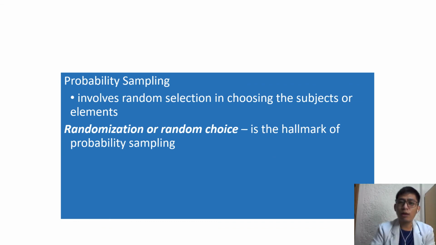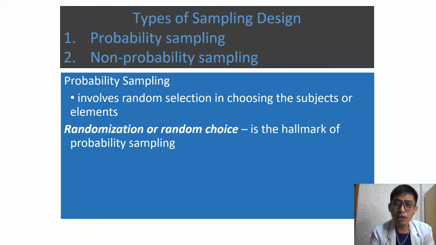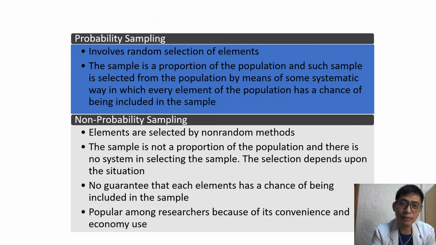Now we will go to our probability sampling. It involves random selection in choosing the subjects or elements. Randomization or random choice is the hallmark of probability sampling. We have two types of sampling design, the probability and non-probability sampling. In probability sampling, it involves random selection of elements. The sample is selected from the population by means of some systematic way in which every element of the population has a chance to be included in the sample.